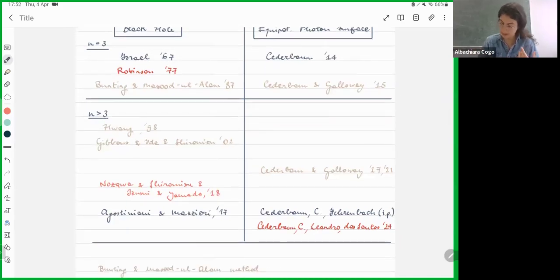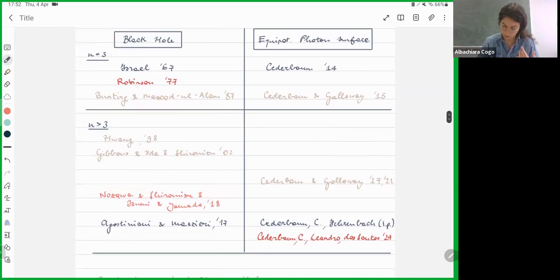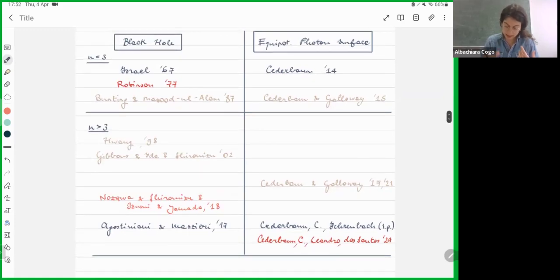This has been adapted by Cederbaum and Galloway for the equipotential photon surface case. And in higher dimension, there were many proofs. So the first two, I kind of made groups in terms of colors. The light brown will be all the proofs that are inspired by Bunting and Masood-ul-Alam. So Hwang, Gibbons, Ida, and Shiromizu's proofs were inspired by Bunting and Masood-ul-Alam. And they have different assumptions, for example, the spin assumption or a very strong decay.